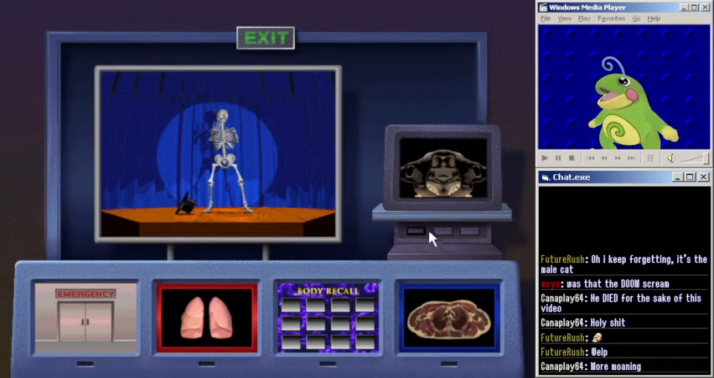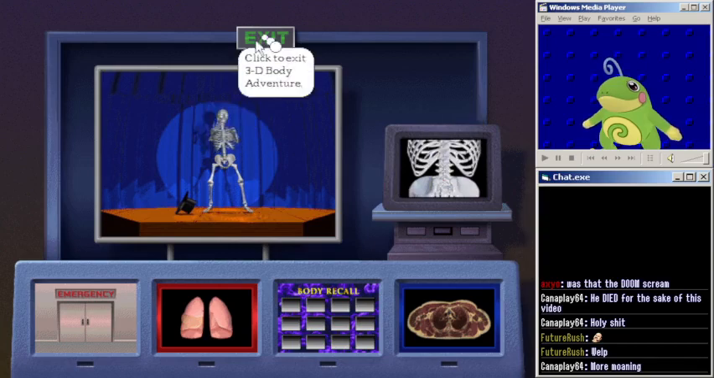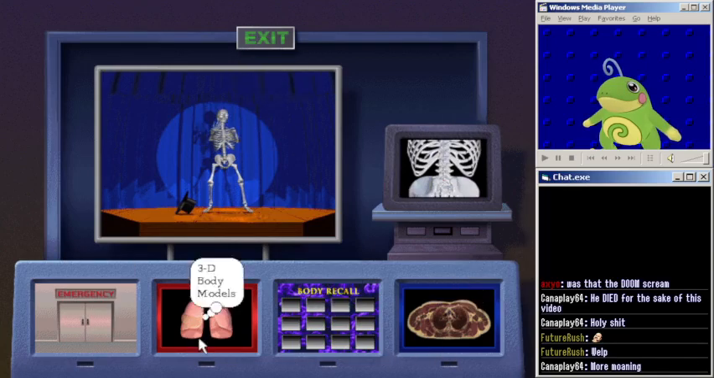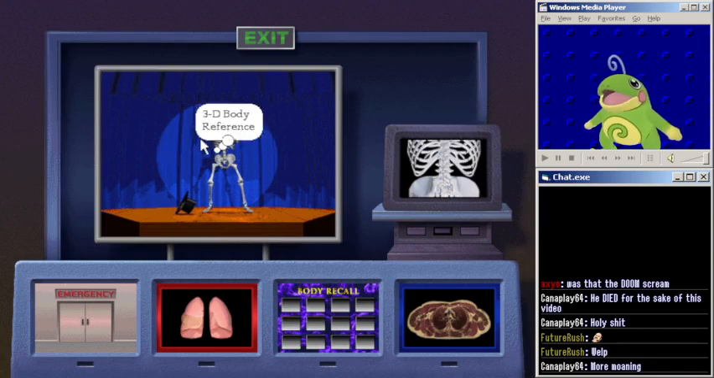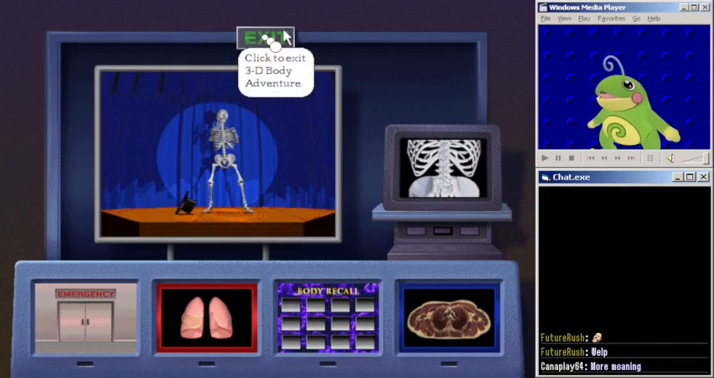See? They got it right on the main menu. These buttons change the picture out. But that's it for 3D Body Adventure, unless we were to actually sit here and have the narration read out every single one of the articles in the encyclopedia for us, which would take a very long time. They did actually manage to fill up the CD. It's over like 600 megabytes of stuff.